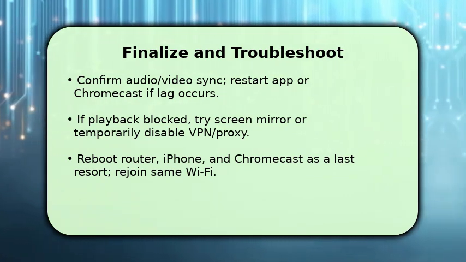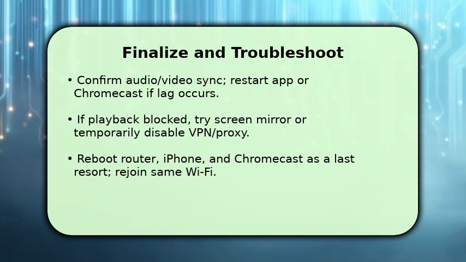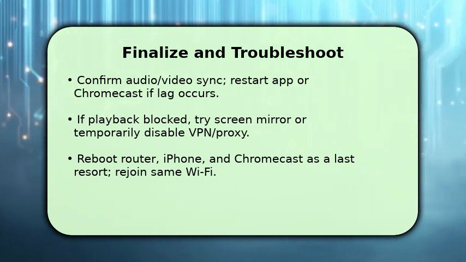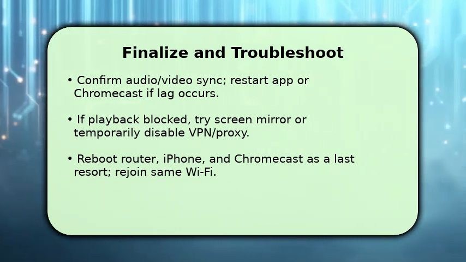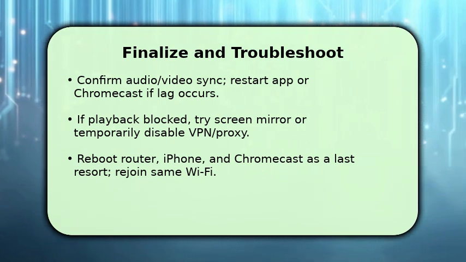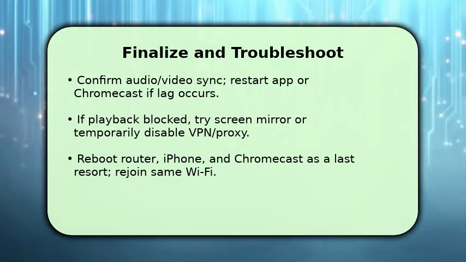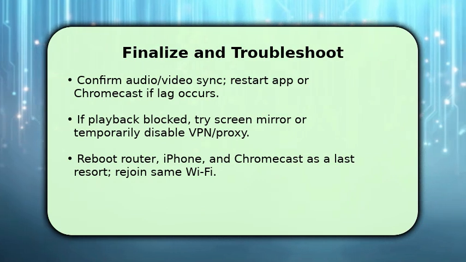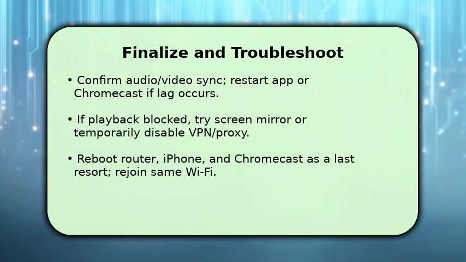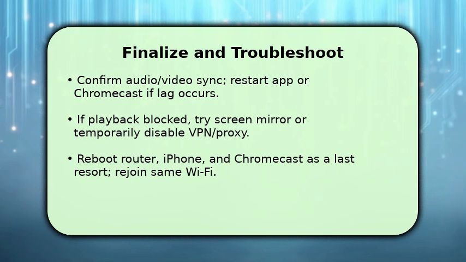If Sky Go blocks direct casting, revert to screen mirroring or disable any VPN or proxy that can interfere with content detection. When nothing works, reboot the router, iPhone, and Chromecast in sequence and then reconnect them to the same Wi-Fi. This usually resolves stubborn connectivity.